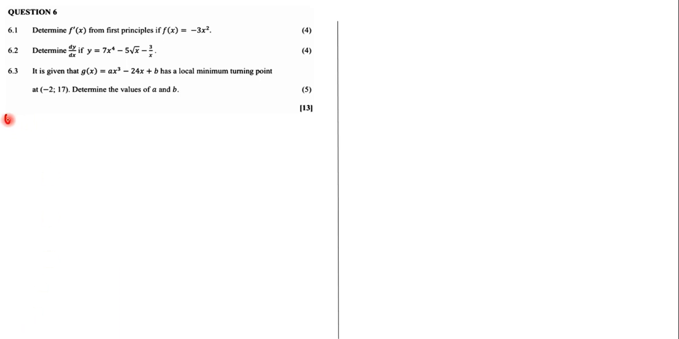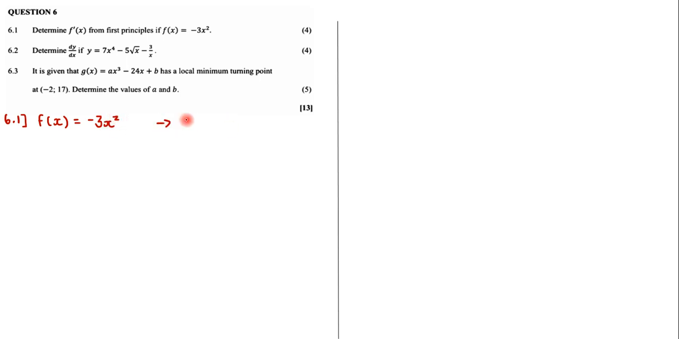So here we're given a 6.1 question. Now the question here says, determine f prime x from first principles if f of x equals minus 3x squared. All right. Now, we know that here we are given f of x as minus 3x squared, and then we are being asked to calculate the derivative using first principles.